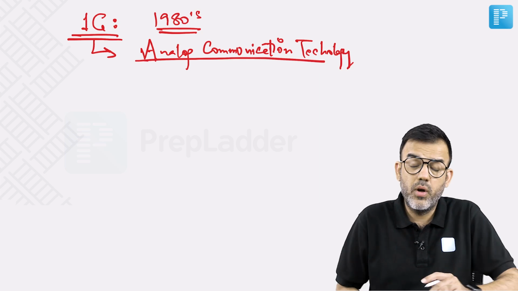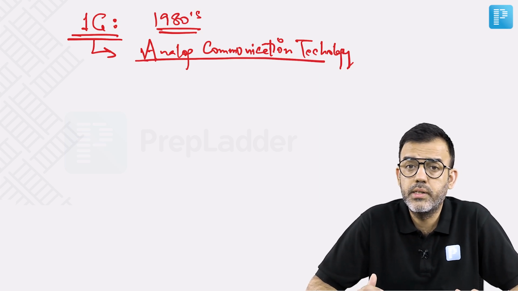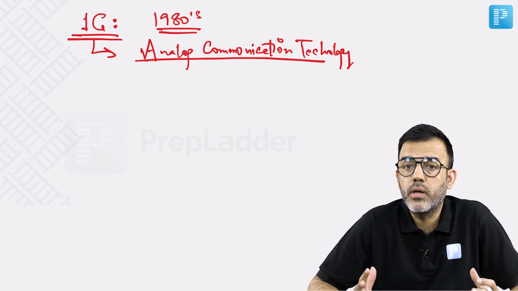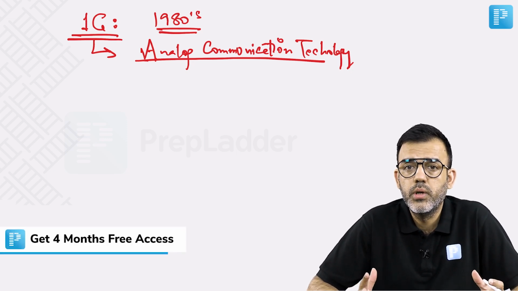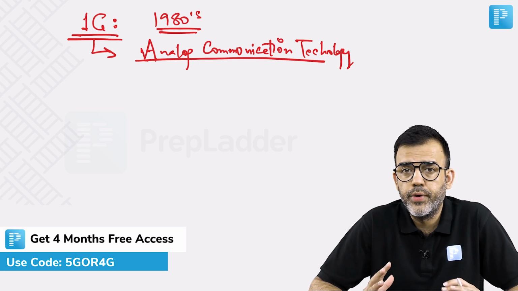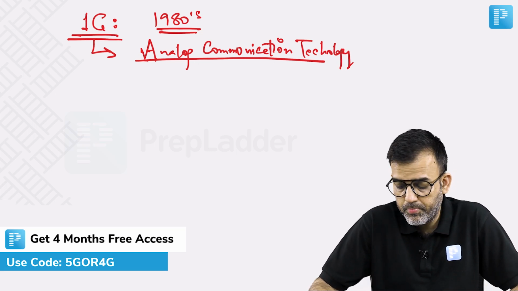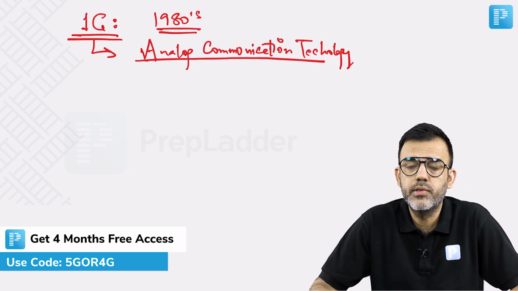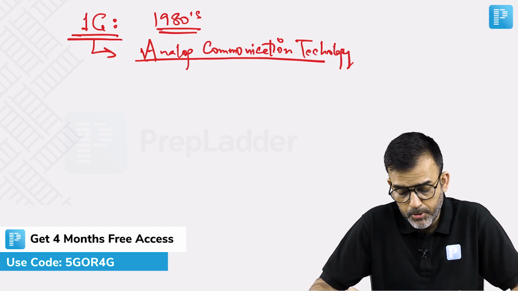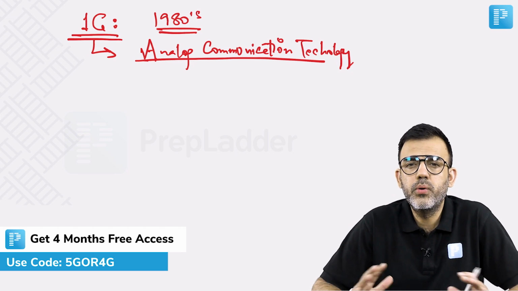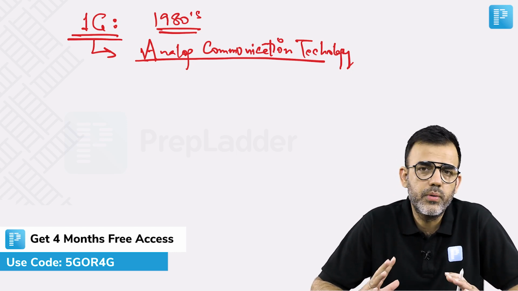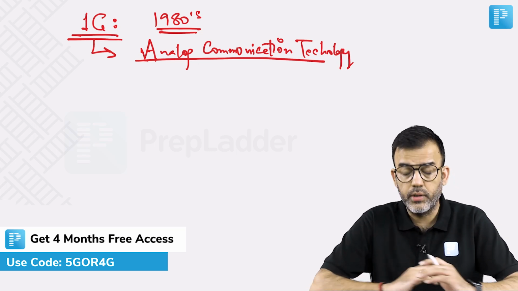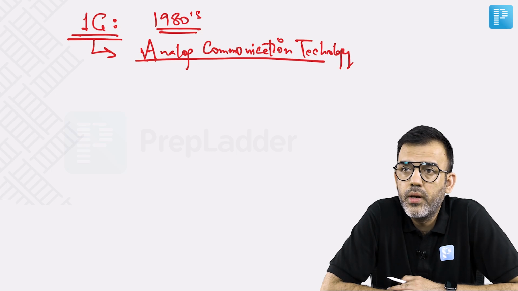Analog means it's not digital, and if communication is not digital, you cannot use the various domains of communication like internet or text messaging. All these services were not possible, and it was pure audio data transmission, pure telephony. It existed during the era of 1G.